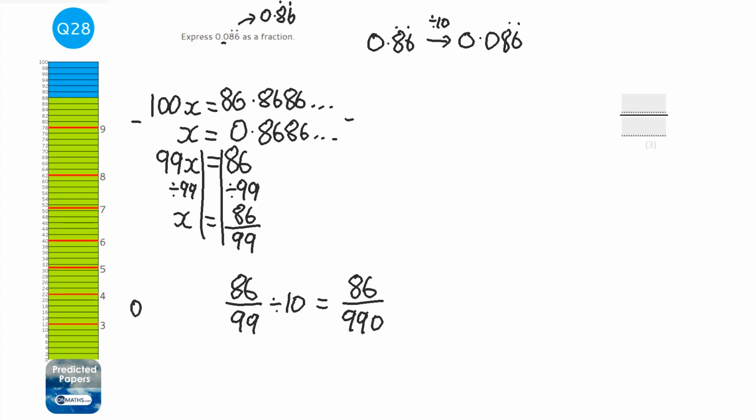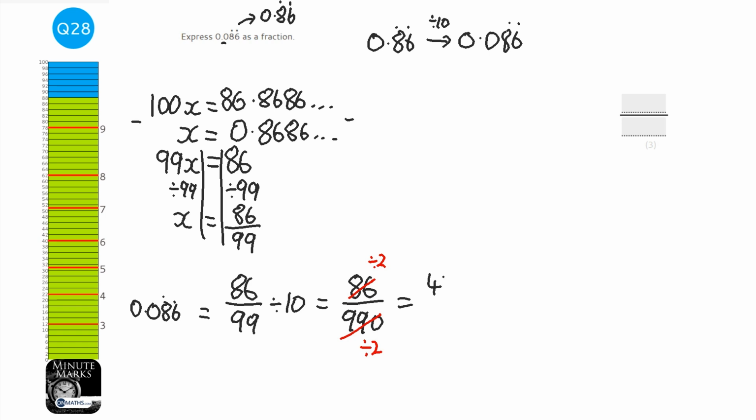And we should write 0.086 recurring equals, to show the examiner that that's what we're doing. Okay, so we can cancel at this point. If you have a look, we can divide top and bottom by 2. So we're left with, I can show that I'm dividing by 2. So we're keeping the fraction the same.